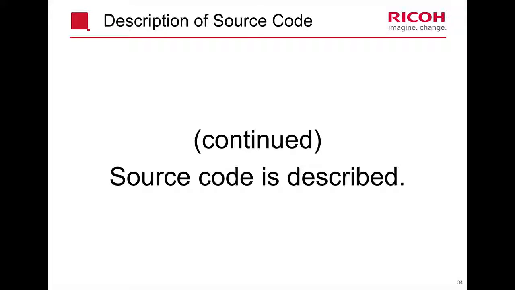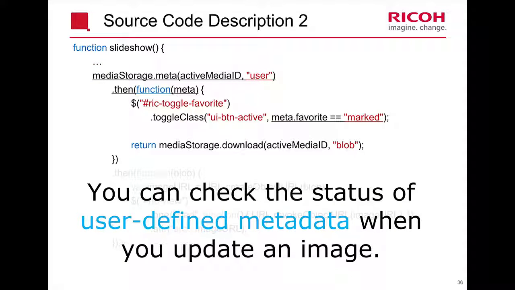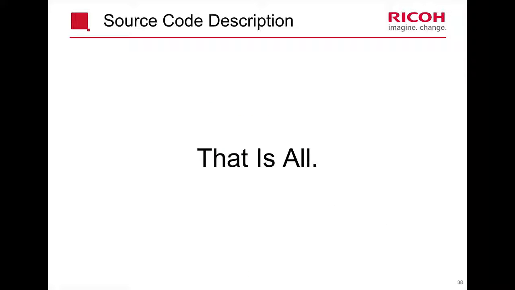I will continue explaining the source code. As shown here, user-defined metadata is added or deleted when the Your Favorite button is pressed. As shown here, you can check the status of user-defined metadata settings when the image is updated. As shown here, you can apply search conditions to the filter when you obtain the list of image data. And that is all for the source code.